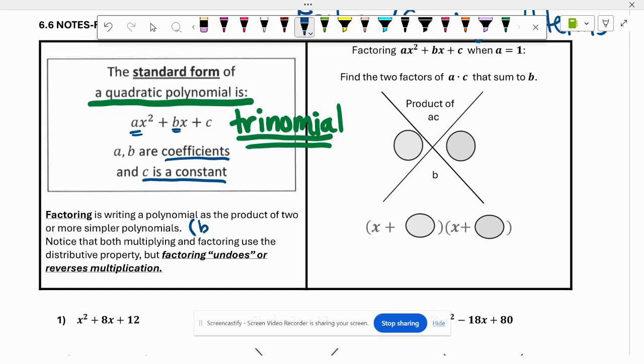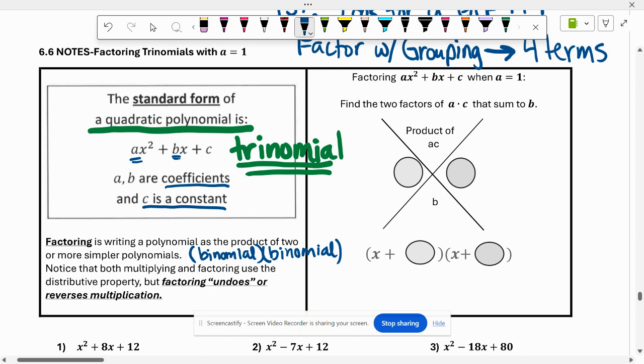We're going to write them as a binomial times a binomial, just like when we've been factoring by grouping, we've ended up with a binomial. But in this case, since we only have 3 terms, we have to multiply and factor using the distributive property. So when we say that we're factoring, we're undoing the distributive property. We're going to factor ax squared plus bx plus c when a equals 1. That means my leading coefficient, the number in front of the x squared, is a 1.